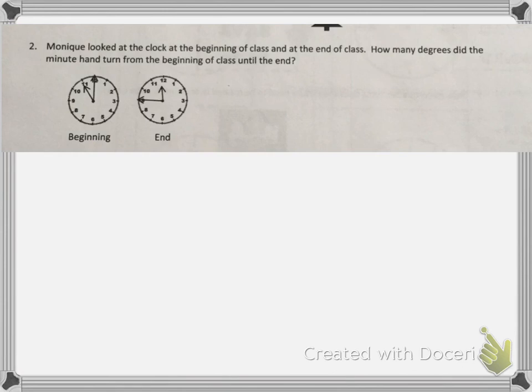All right, number 2, Monique. Monique's looking at the clock. And the clock on the left is the time that her class started, and the clock on the right is the time that her class ended. We want to know how many degrees did the minute hand turn from beginning to end? Well, we know that the minute hand is the long hand. So I can see that it started on the 12 and traveled all the way around to the 9. Hopefully you can see that that's 270 degrees.